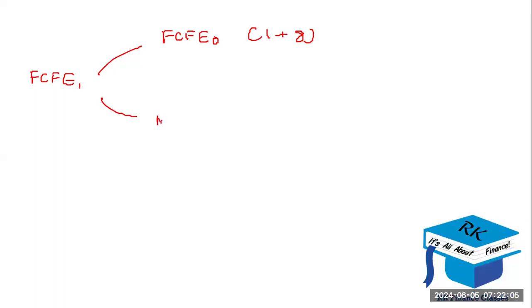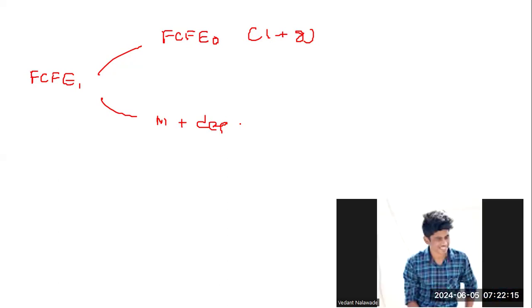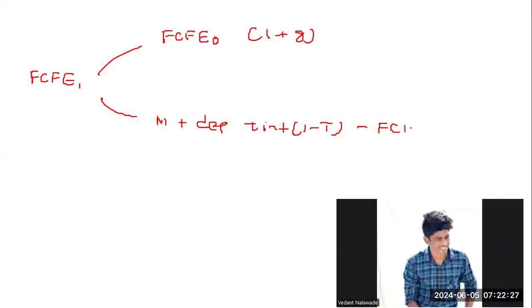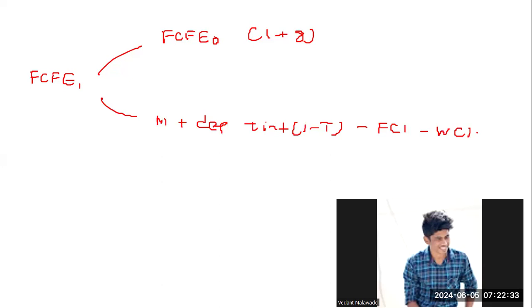Net income, plus non-cash charges, depreciation, amortization, everything. Interest times 1 minus T, minus fixed capital investments, also called capex, or plus net borrowing. Minus the working capital investment. Okay, so working capital is negligible.